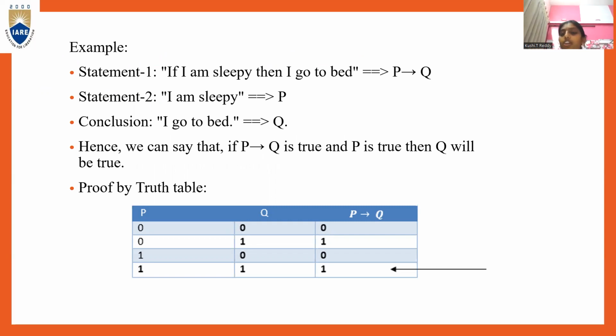So we are going to take again two values, that is P and Q. So you'll have four outcomes or four conditions. If P and Q are 0, then P implies Q is 1. If P is 0 and Q is 1, then P implies Q is 1. If P is 1 and Q is 0, then P implies Q is 0. If P is 1 and Q is 1, then P implies Q is also 1.